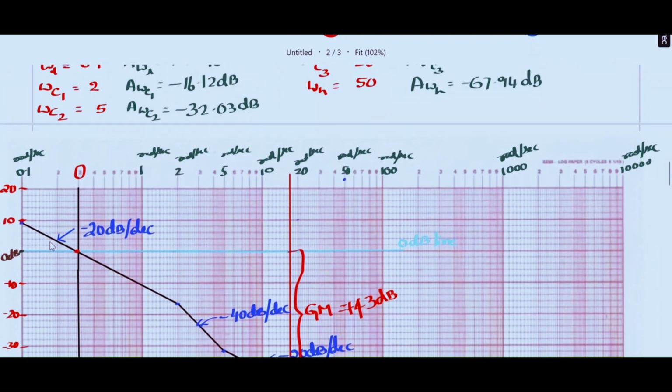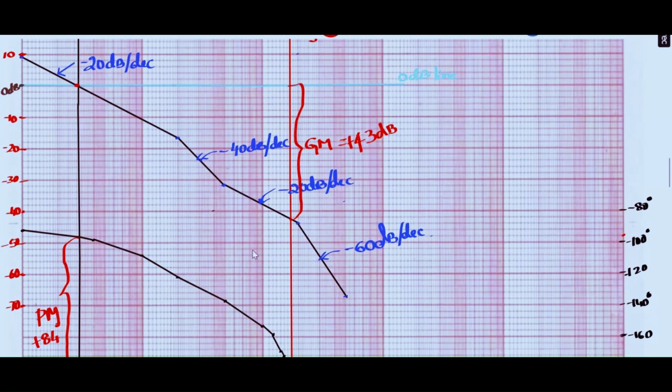Both are positive, and meanwhile the gain crossover frequency omega Cp is equal to 0.3 radians per second. This is the phase crossover frequency omega Cg, which is equal to, so this is 10, 11, 12, 13, 14, 15, 16, somewhere around 17 radians per second. But it should be exactly 17.5, because at 17.5 we got minus 180 degree. That is very important. So as you see, both phase margin and gain margin are positive. The system is stable.